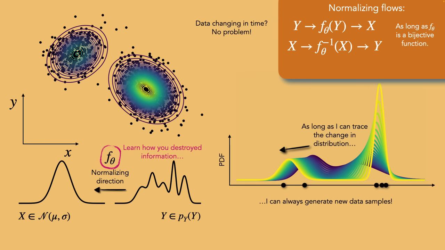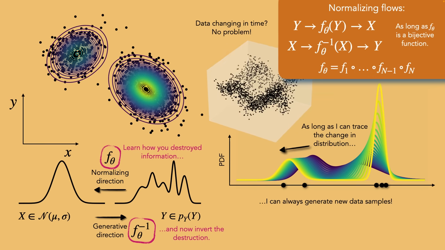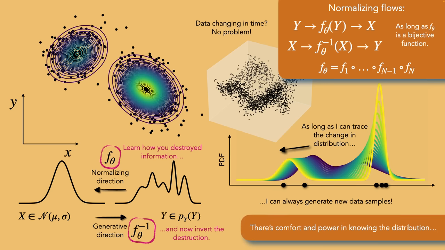The function f theta essentially learns how to destroy information contained in y. But as long as f theta is invertible, we can reverse this process. The generative direction applies the inverse of f theta to the samples x. The function f theta can be a composition of many other invertible functions, allowing us to describe even very complicated data sets. Your postdoctoral training teaches you that there's both comfort and power in knowing the underlying data distribution.